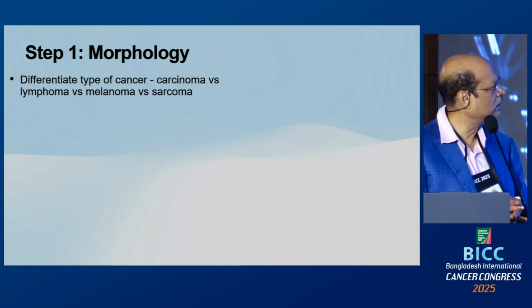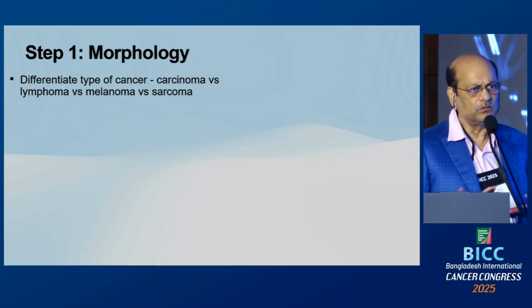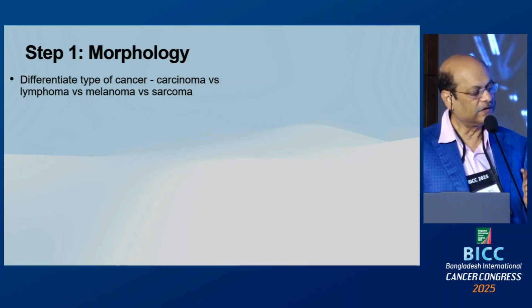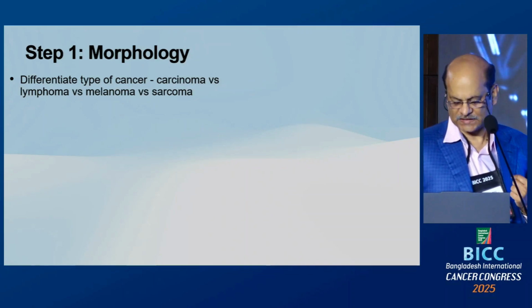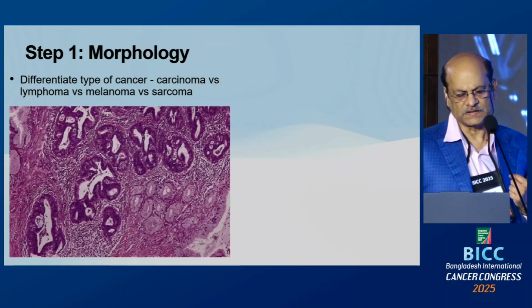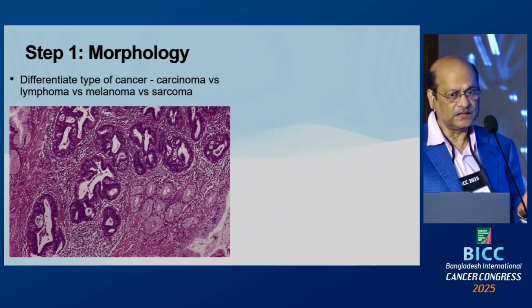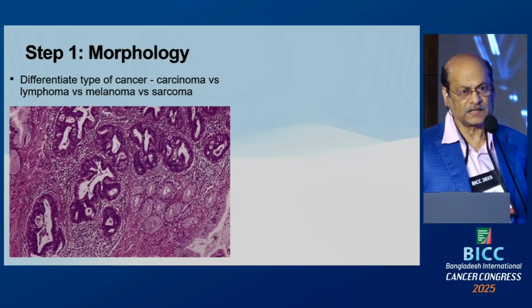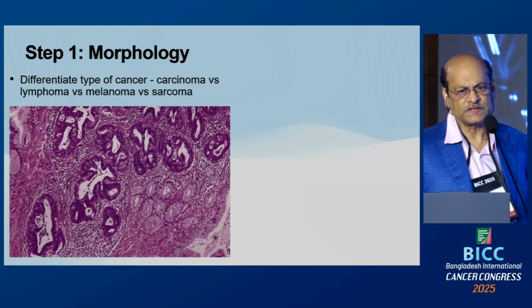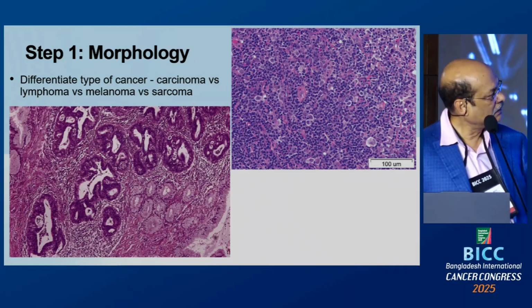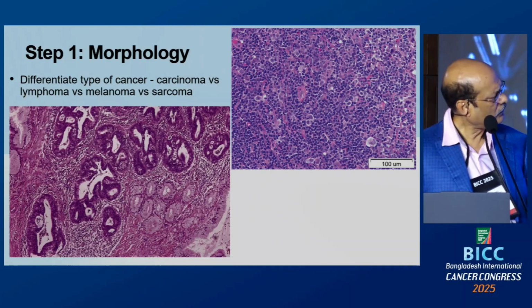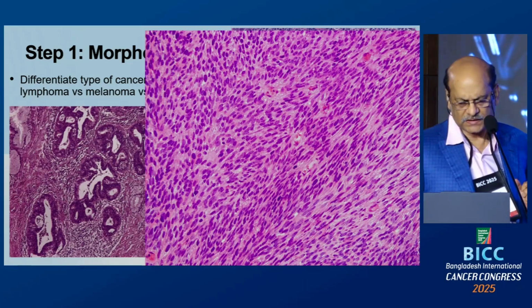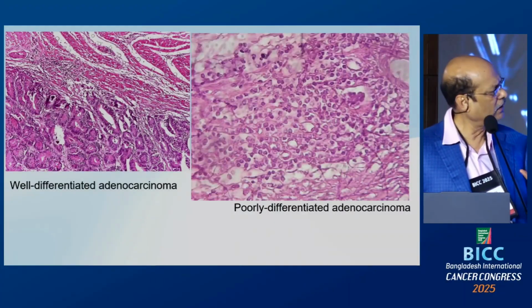So what will be our step, or how will we come to conclusions? Our first step is morphology, to differentiate types of cancer, whether it is carcinoma, lymphoma, melanoma or sarcoma. Morphology can tell us good information. This is a gland-forming tumor, so it is adenocarcinoma. And this is lymphoma, and this is a sarcoma, a spindle cell tumor. So morphology can play an important role.